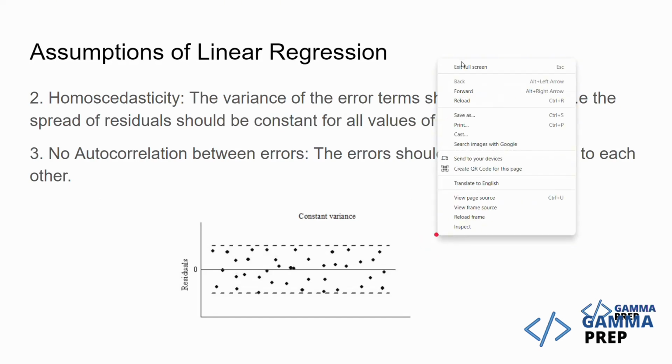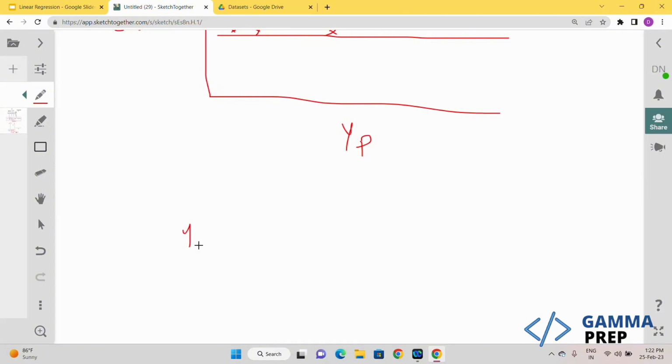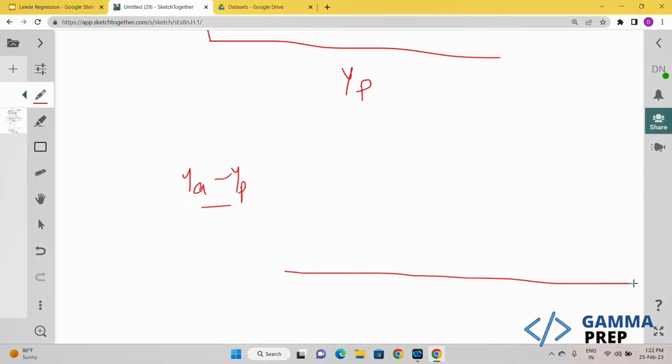Now, the error terms, that is the residual terms, y actual minus y predicted for all the points. For all of these points, these error terms should not be related to one another. They should not be correlated. They should be independent of one another. That's our third assumption. And these error terms should be normally distributed.